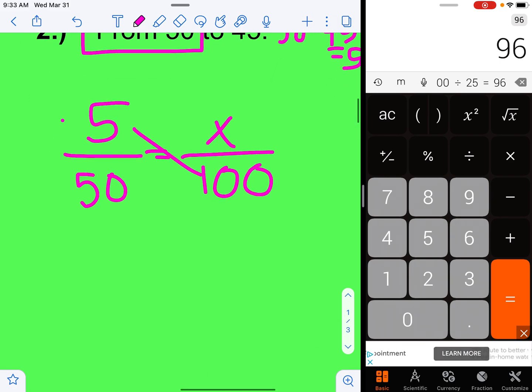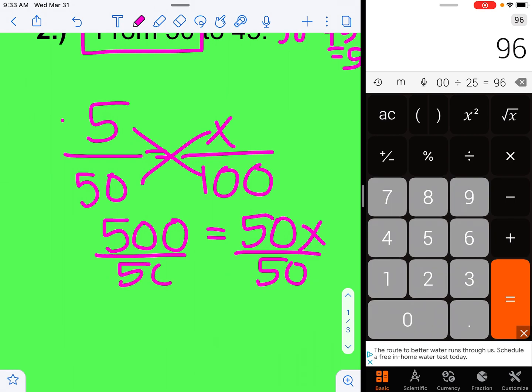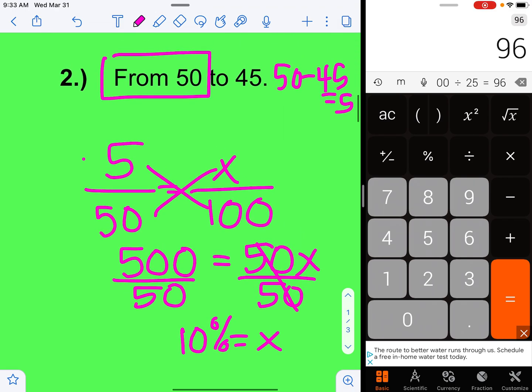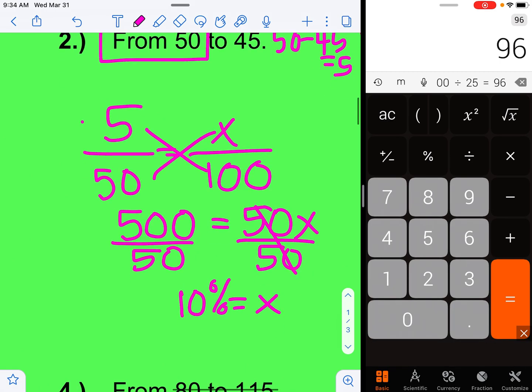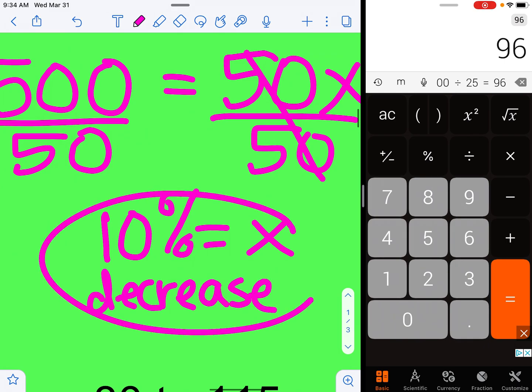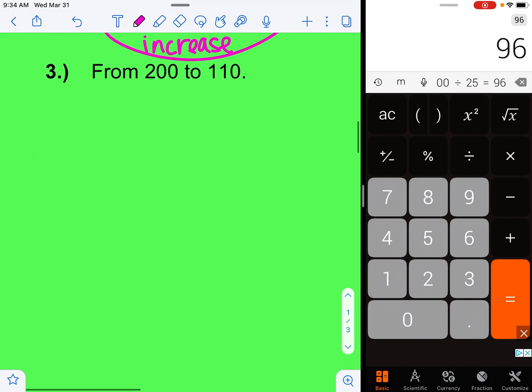So now we cross multiply. 5 times 100 is 500, and that's equal to 50x. And then we need to divide both sides by 50. So we get x on the right. 500 divided by 50 is 10, and we're talking about a percent. And now we need to figure out if it was an increase or a decrease. Well, going from 50 to 45, that's getting smaller, so this was a 10% decrease. And that is our answer. You try number 3 and number 4 on your own and then come back and see if you got it right.